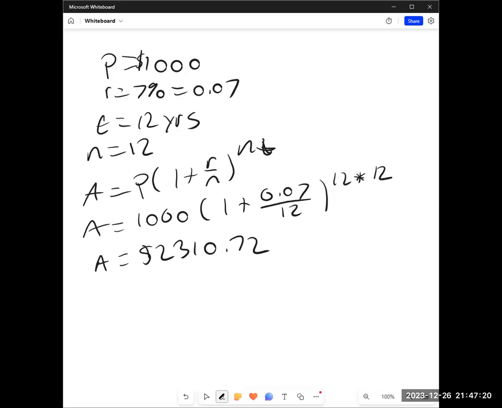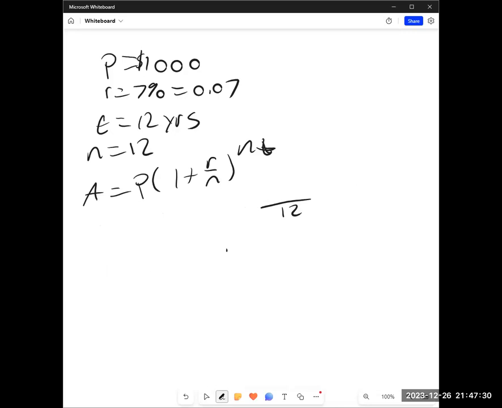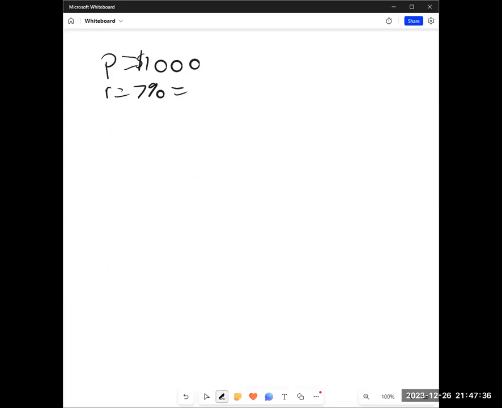So Marcus made $1,310.72 over 12 years. He more than doubled his money by investing it in a certificate of deposit. That was a long-term investment with a pretty good interest rate, and a sound financial investment to double his money if he didn't need it for 12 years.